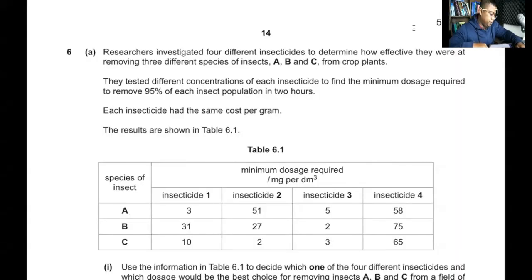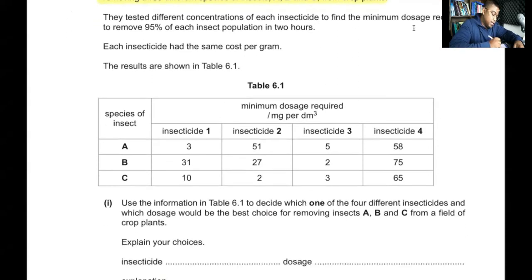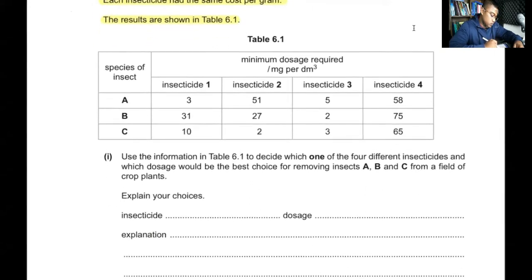Researchers investigated four different insecticides to determine how effective they were at removing three different species of insects A, B, C from cropland. They tested different concentrations of each insecticide to find the minimum dosage required to remove 95% of each insect population in 2 hours. Each insecticide had the same cost per gram. The results are shown in table 6.1.